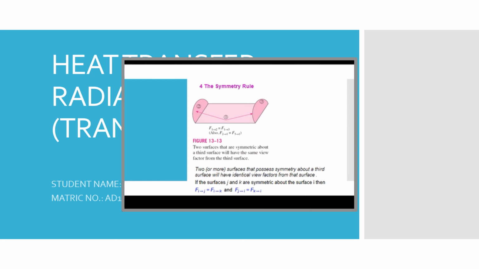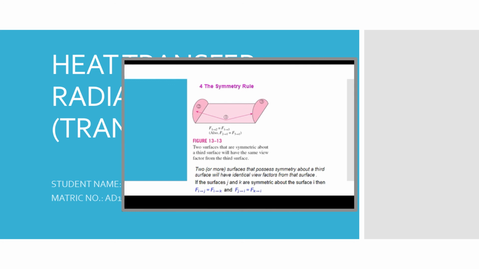For the symmetry rule, the determination of the view factors in a problem can be simplified further if the geometry involved possesses some sort of symmetry. Therefore, it is good practice to check for the presence of any symmetry in a problem before attempting to determine the view factors directly. The presence of symmetry can be determined by inspection, keeping the definition of the view factor in mind. Identical surfaces that are oriented in an identical manner with respect to another surface will intercept identical amounts of radiation leaving that surface.